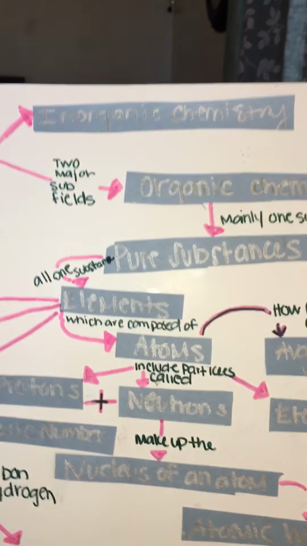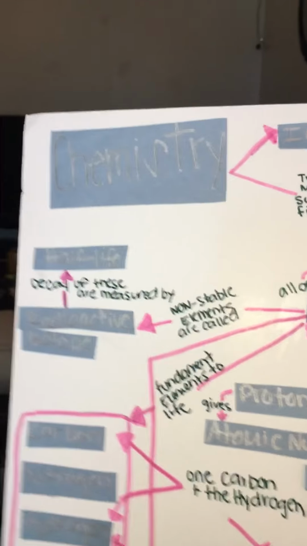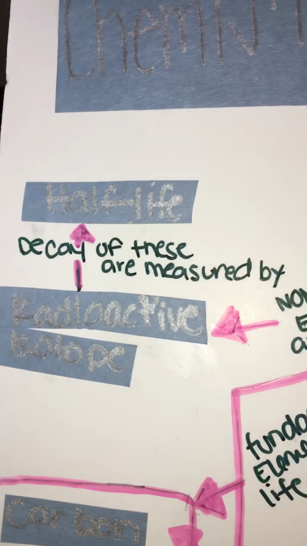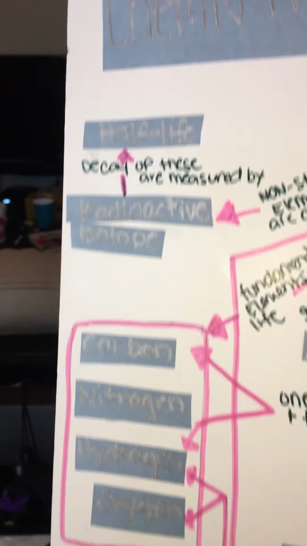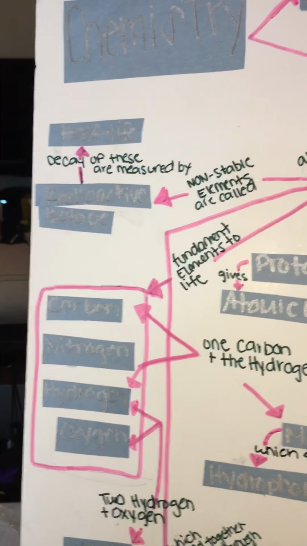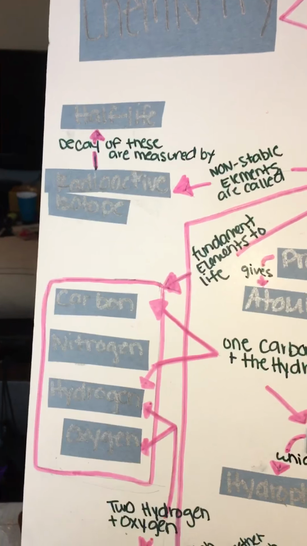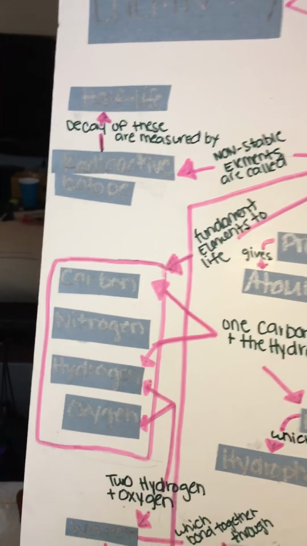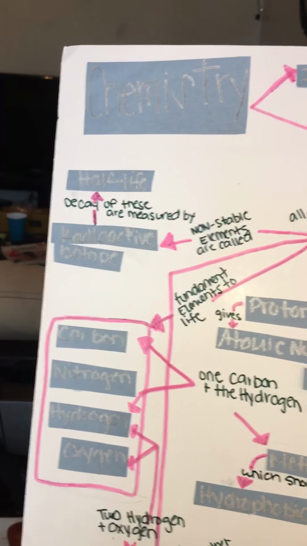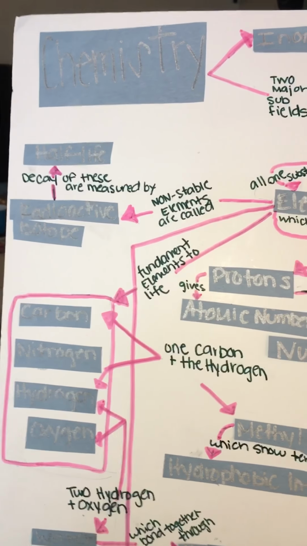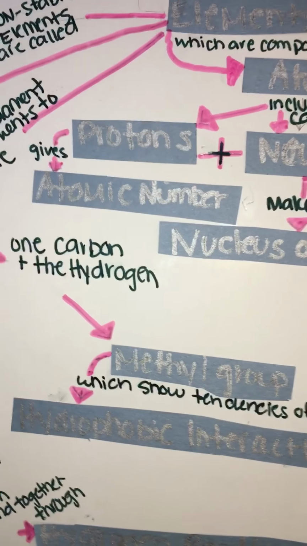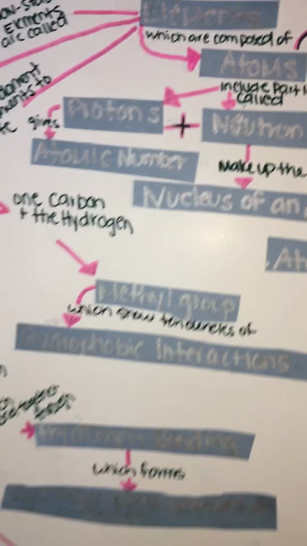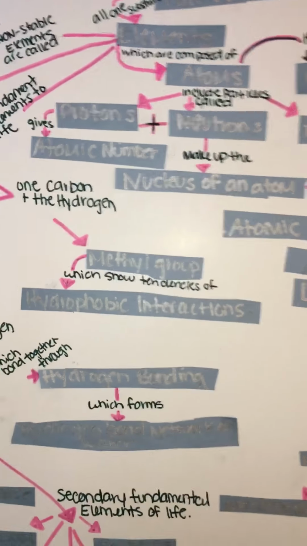All right, now let's go back up here talking about some more pure substance elements. You have non-stable elements, which are called radioactive isotopes, and the decay of these is measured by half-lives. You have various elements that are fundamental to life. The main ones are carbon, nitrogen, hydrogen, and oxygen. Carbon and hydrogen actually combine, one carbon and 3 hydrogen, to make the methyl group. You can see that right here, which shows tendencies of hydrophobic interactions.